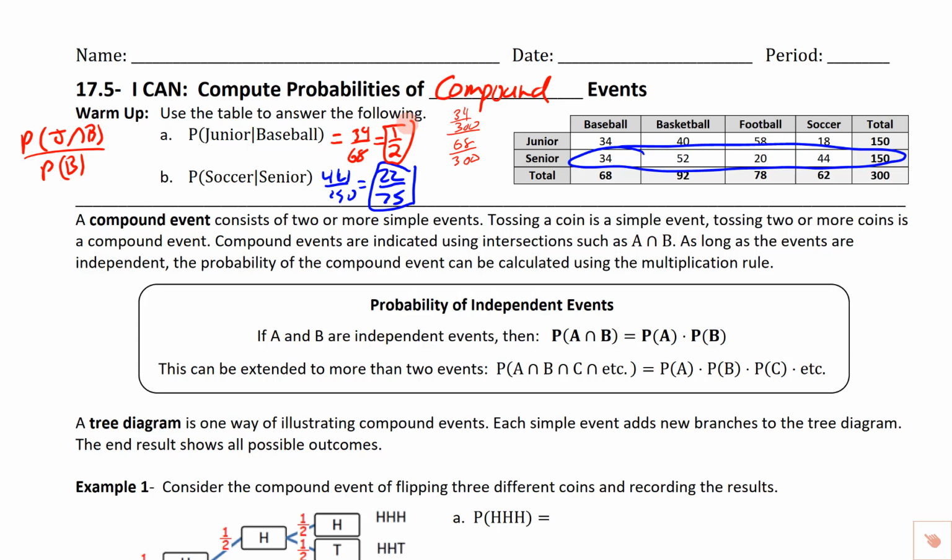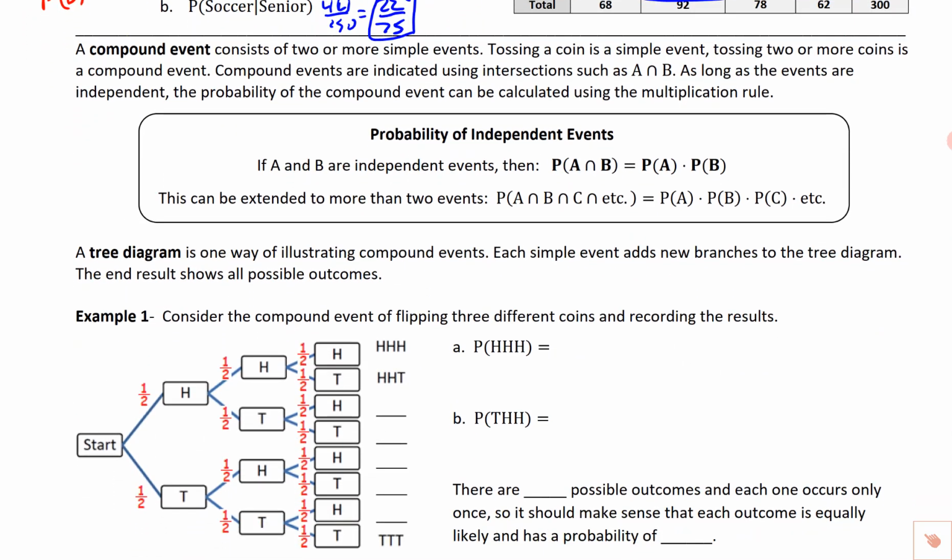All right. So we're going to talk about compound events today. We've actually done a couple of them. We didn't call them that, but here's what a compound event is. It's more than one simple event strung together. So we've got 2 simple events or 3 simple events strung together. So if we have something like tossing a coin, that's a simple event. But if we toss a coin repeatedly and record the results, or throw another simple event in there, like rolling a die or something, then that's called a compound event. And we usually indicate those with intersections. Okay, and as long as they're independent, then we can use the multiplication rule in order to compute the probabilities.